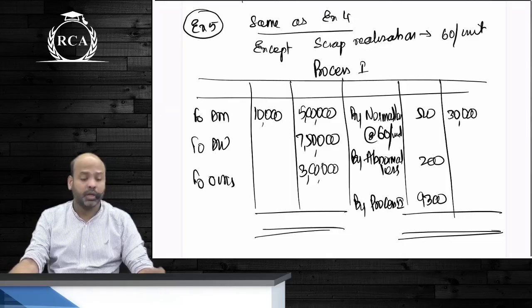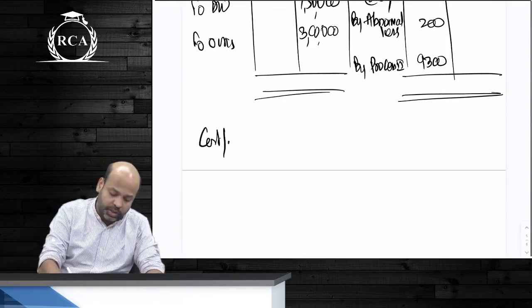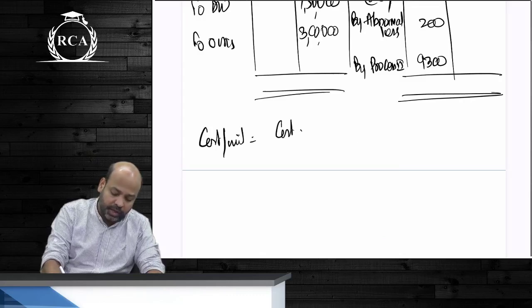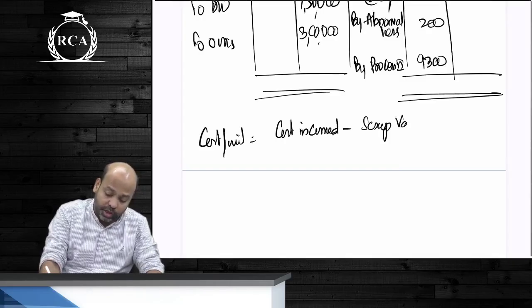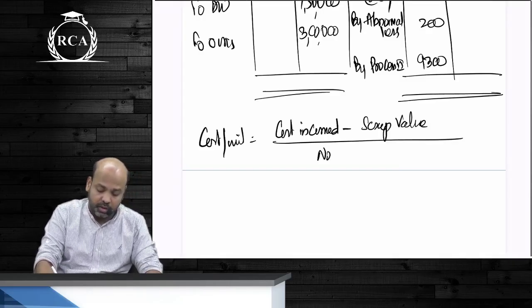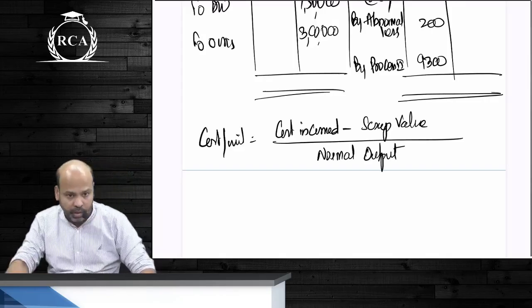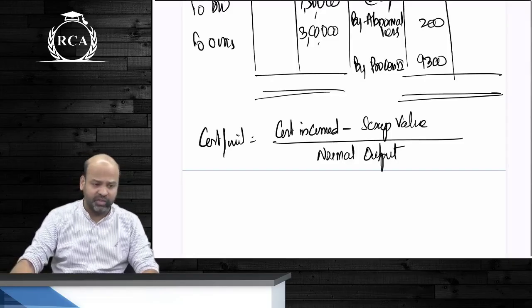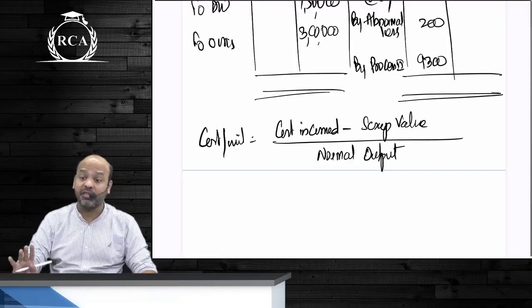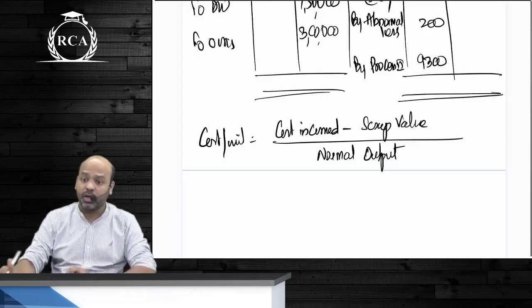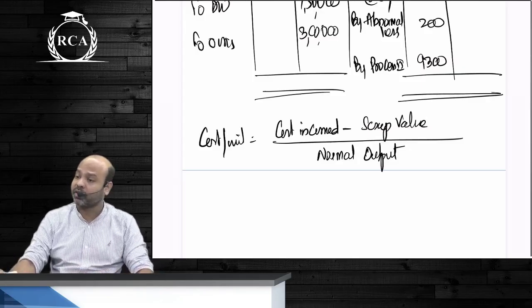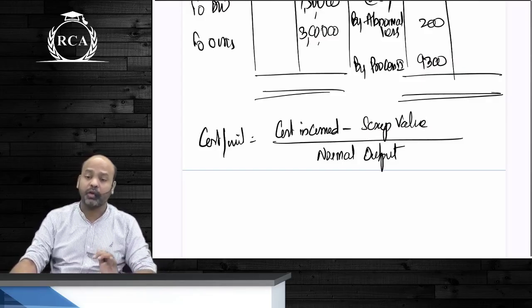Yes beta, my cost per unit, guys, will be equal to cost incurred minus what, beta? Scrap value. How much scrap value is the company actually going to get now? Are you going to get 30,000 or are you going to get 42,000? Obviously, the total scrap that the company has generated now beta is 700 units and not 500 units. There's also an abnormal loss of 200 units. So we are going to sell a scrap of 700 units, all of that at a price of 60 rupees per unit. We are going to get 42,000 rupees, guys, against sale of scrap.